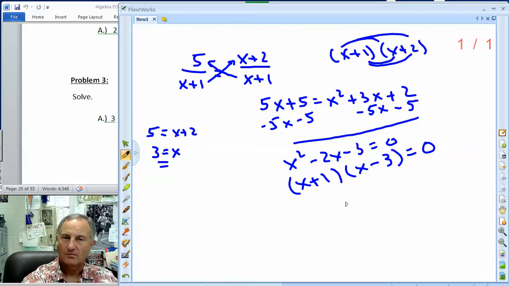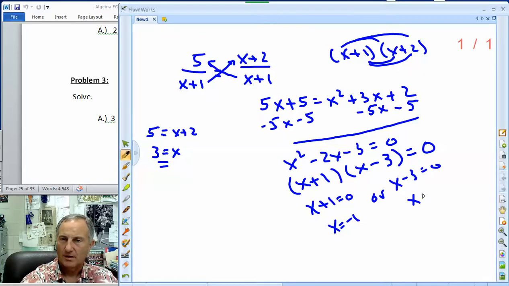So either x plus 1 is equal to 0, which means x is negative 1, or x minus 3 is equal to 0. Add that over, and x is positive 3.